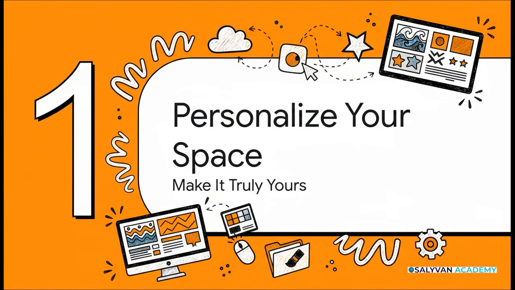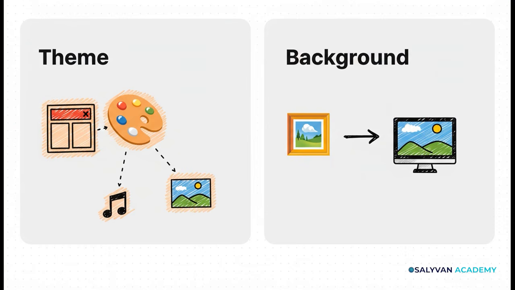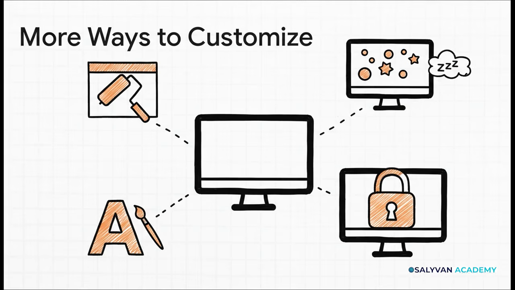And this is more than just picking a cool picture for your desktop. It's about setting up your digital workspace so it's comfortable, efficient, and just feels right for you. Okay, so it's really helpful to know the difference here. You can change your background or wallpaper to any picture you want, right? Easy. But a theme is a whole makeover. It's a complete package that changes your window colors, your system sounds, and the background all at once, so everything just fits together perfectly.